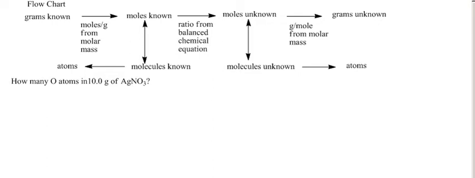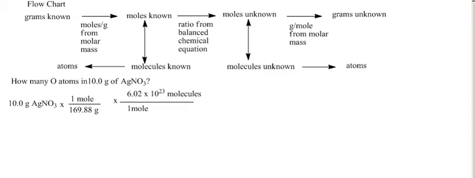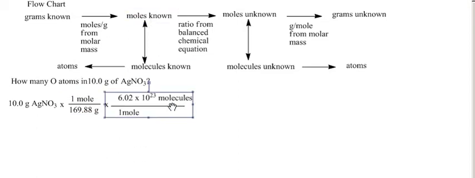Well, we're starting with our 10.0 grams of silver nitrate, and using the molar mass, we are going to convert that from grams to moles, and then we want to go to molecules. And the conversion factor between molecules and moles is Avogadro's number. So we know that from 1 mole there are 6.02 times 10 to the 23rd molecules. So that'll get us the number of molecules.